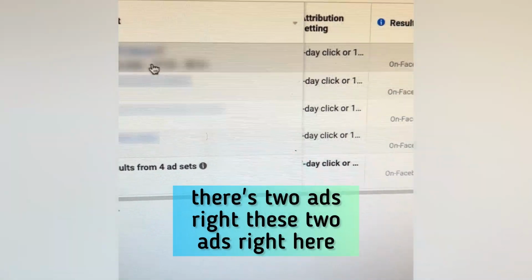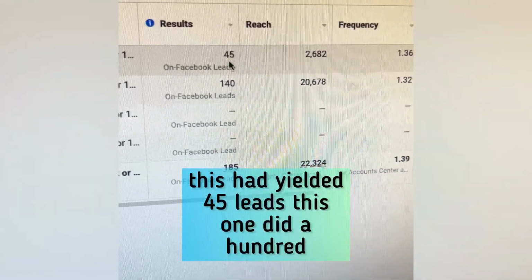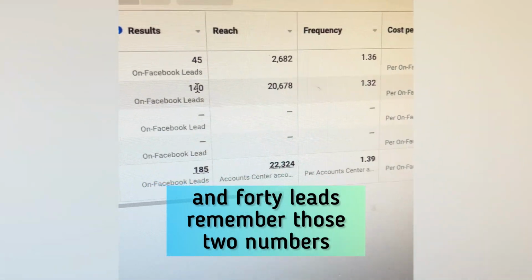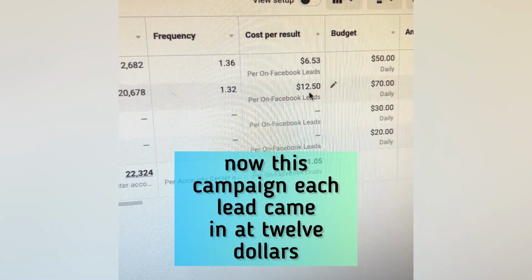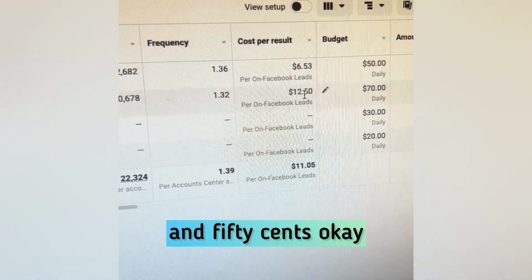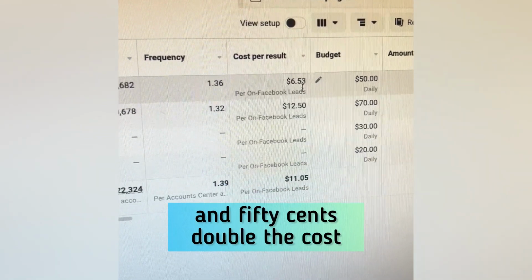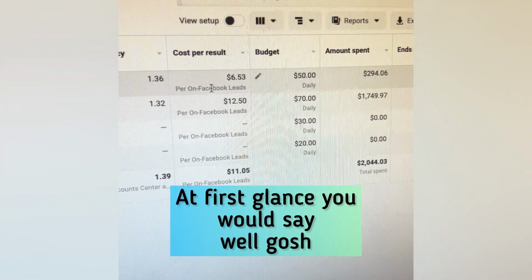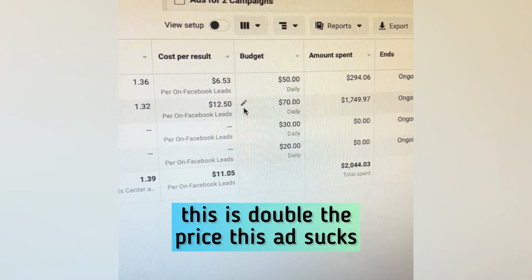Here's a great example. There are two ads, these two ads right here. Remember these numbers, guys. This ad yielded 45 leads. This one did 140 leads. Now, this campaign, each lead came in at $12.50, and this campaign, leads came in at $6.50. Double the cost. At first glance, you would say, well, gosh, this is double the price. This ad sucks. Let's stop it.